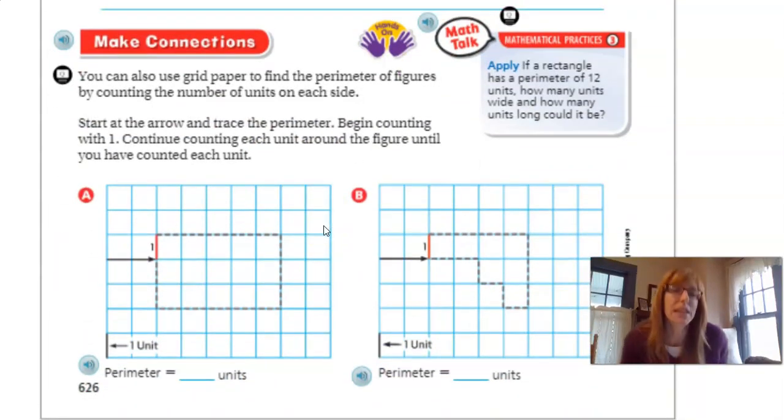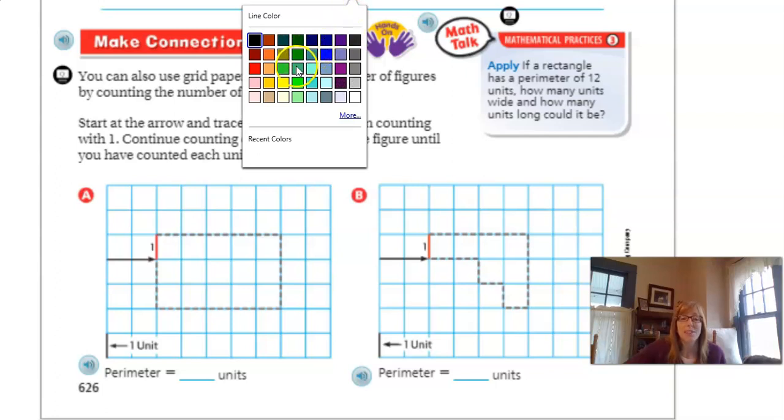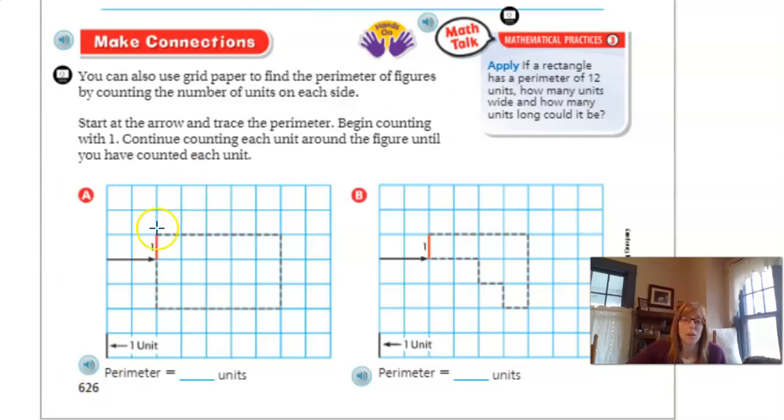All right, so making connections. You can also use grid paper to find the perimeter of figures by counting the number of units on the side, because perimeter is the distance around. So if you want to find the perimeter of something, all you have to, oh, that's the worst line, isn't it? I need to erase that, sorry. So if you are trying to find the perimeter of something, it's really simple if you just count right along here how many units.